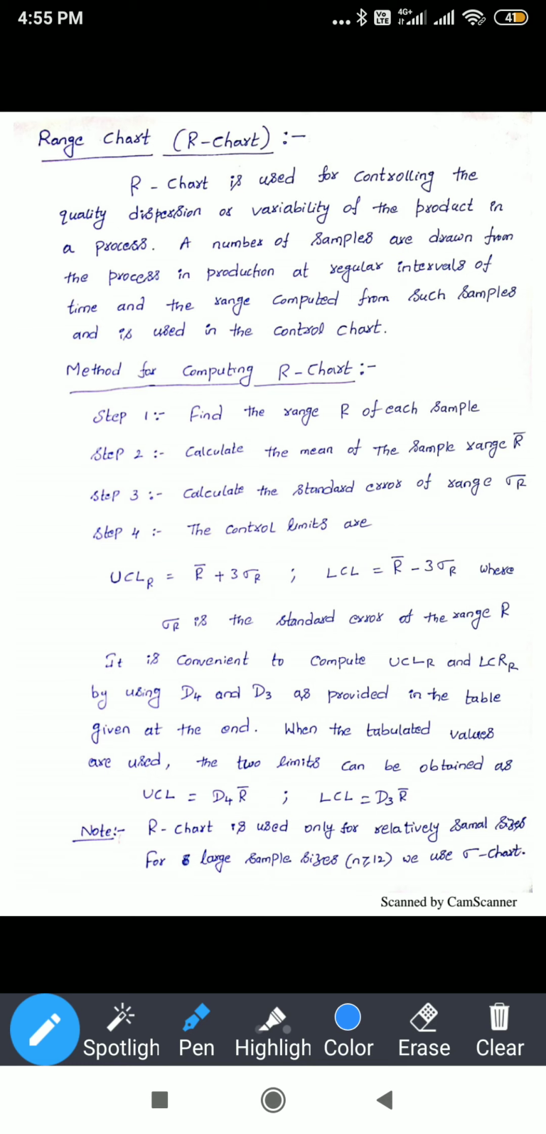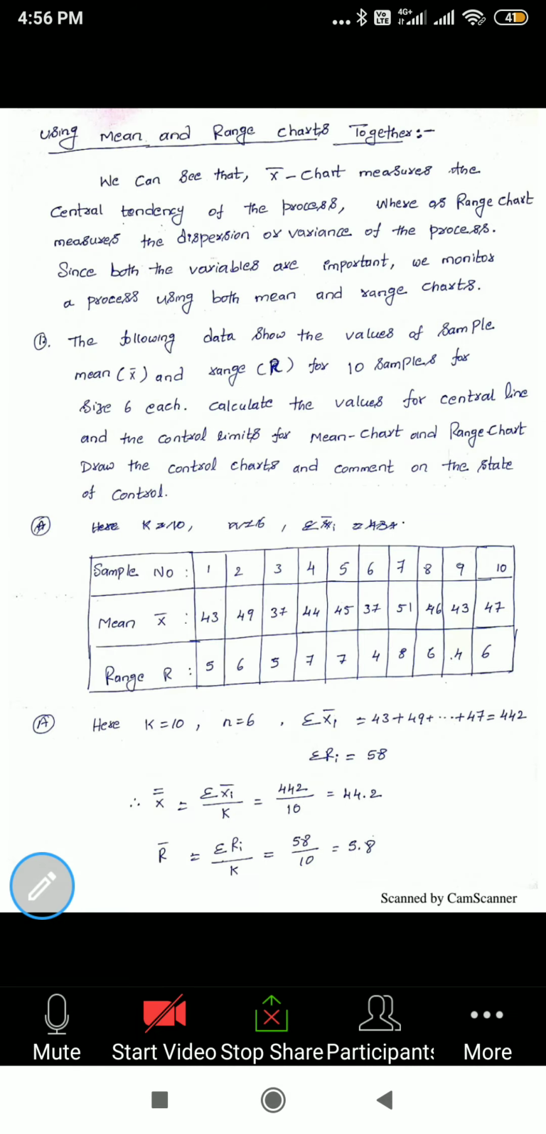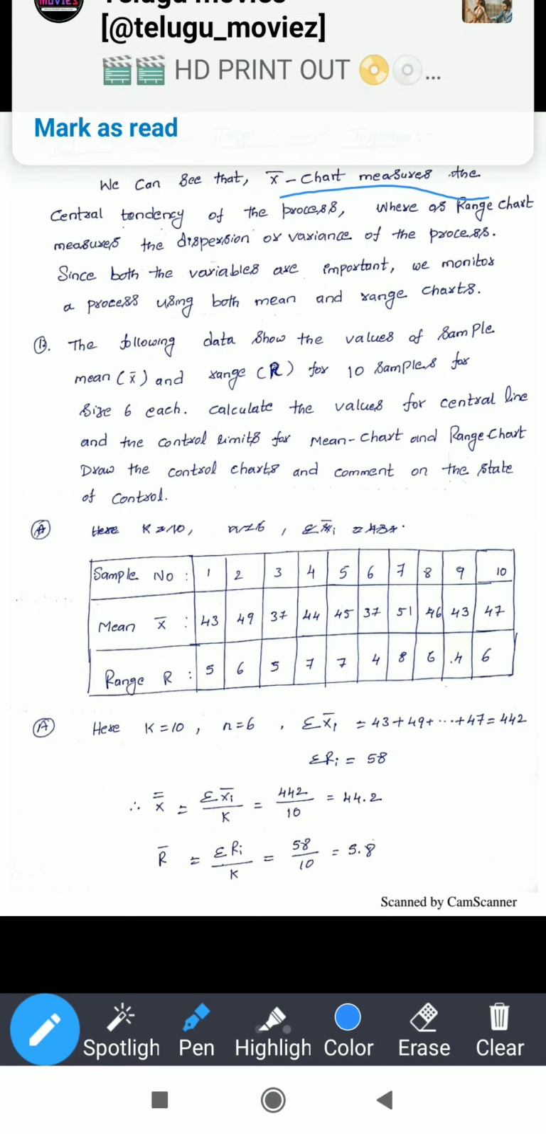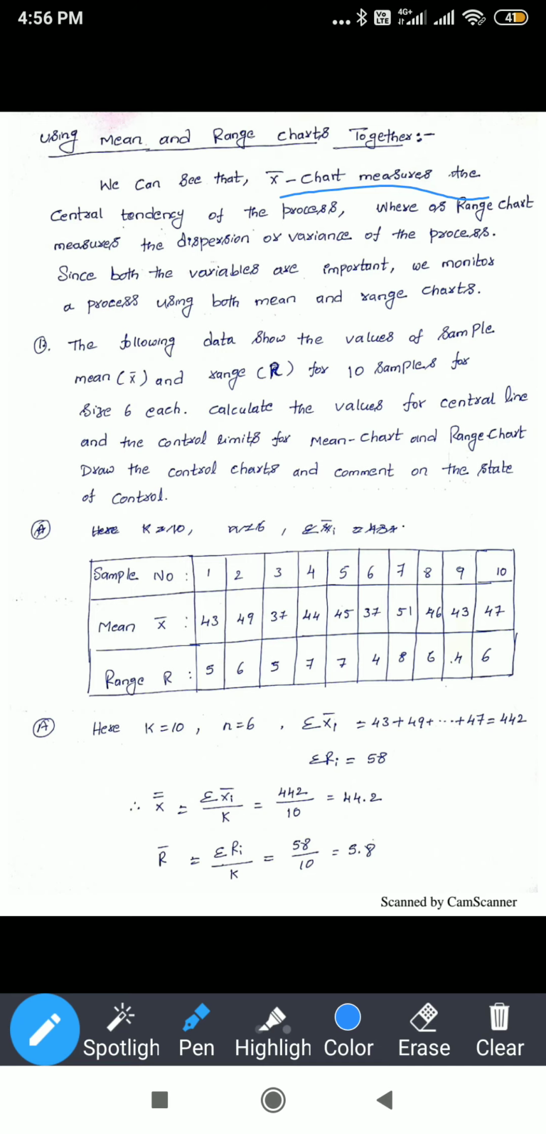Now, we are going to see a problem, using mean and range charts together. We can see that the X bar chart is the measure of the central tendency of the process, whereas the range chart measures the dispersion or variance of the process. Since both are important, we monitor a process using both the mean and range charts.